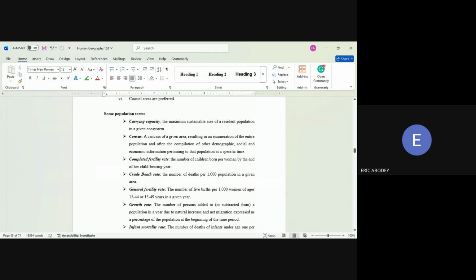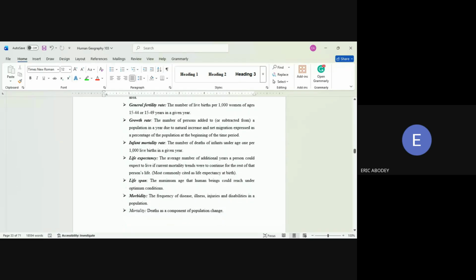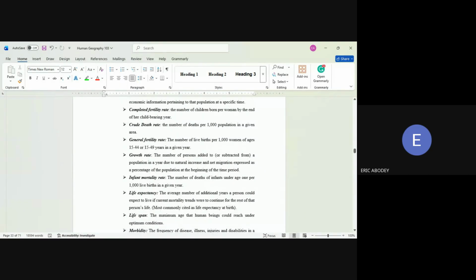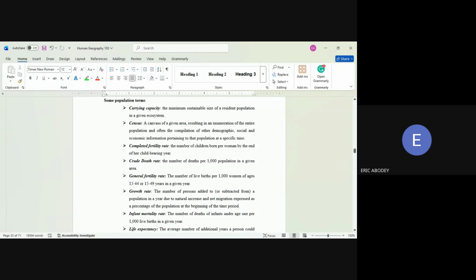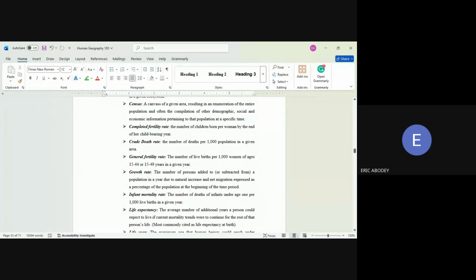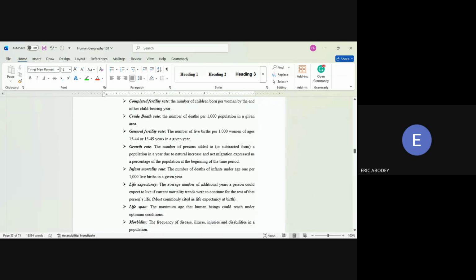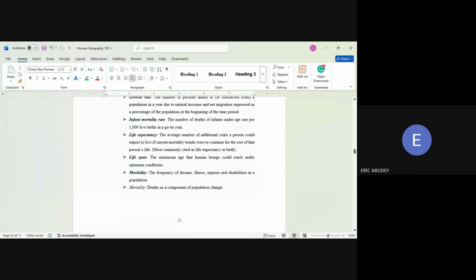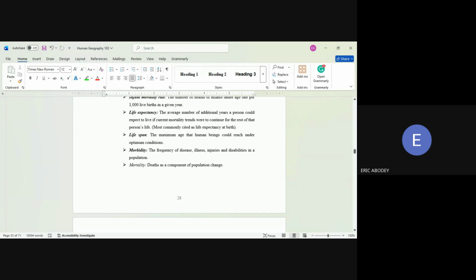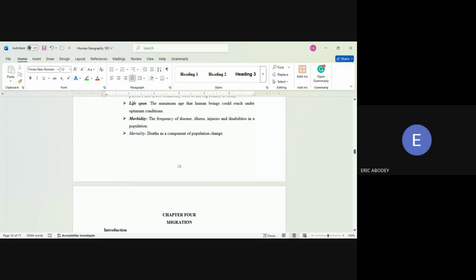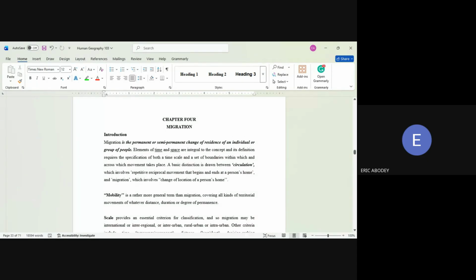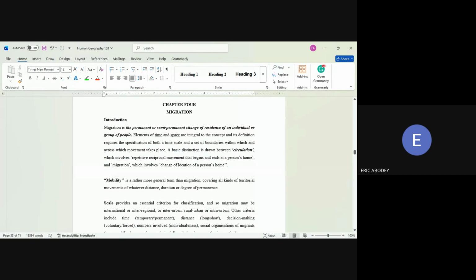So what are some of the population terms? We have carrying capacity, census. Those ones, I leave them to you. If you read any of them, you don't understand, then you get back to me. So, ladies and gentlemen, that's all on population. Carrying capacity, census, completed fertility rate, crude death rate, general fertility rate, growth rate, infant mortality rate, life expectancy, lifespan, mobility, and mortality. These are concepts that we have explained everything here for you. And I don't think there's any of them that is beyond you. However, if you come across anything and you don't get it, I'm always available. Just send me a message or call me. I'll take time and explain to you.